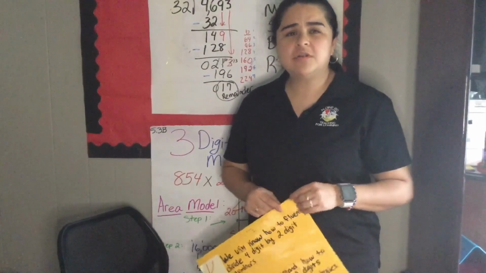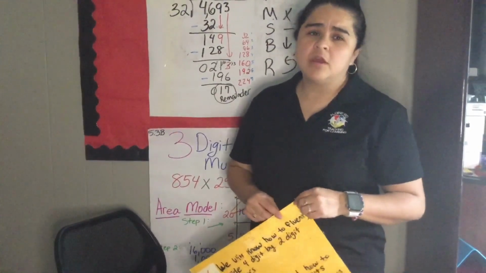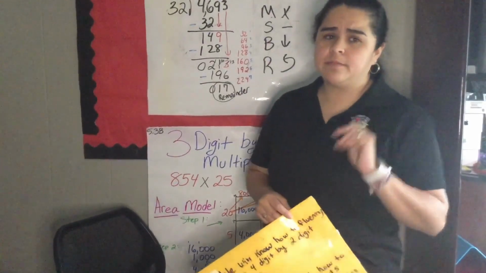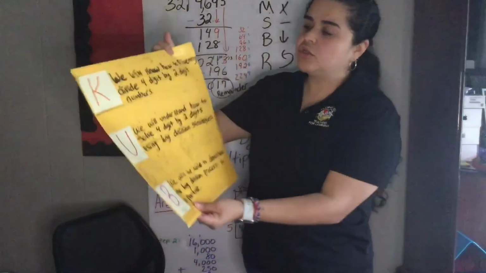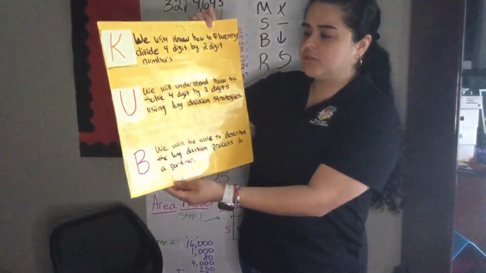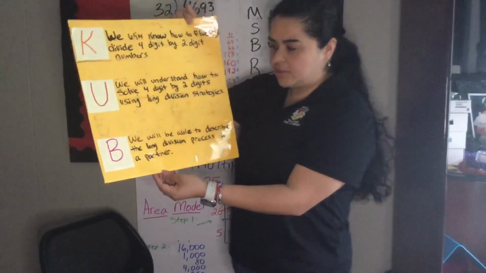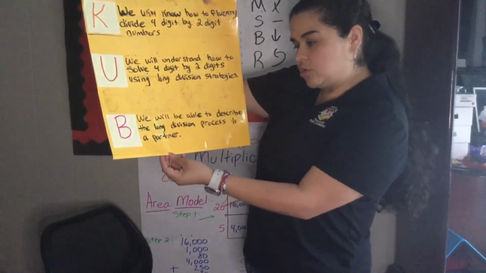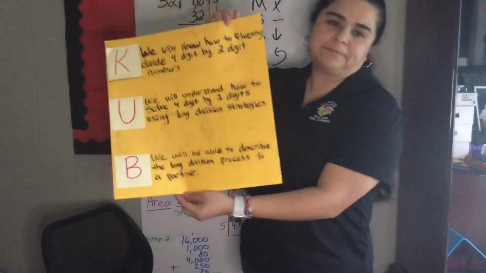Hello guys, today we'll continue practicing our division problems. So our TEK is 5.3C because we're still doing long division, 4-digit divided by 2-digit. Our objective is we will know how to fluently divide 4 digits by 2-digit numbers. We will understand how to solve 4-digit by 2 digits using long division strategies, and we will be able to describe the long division process to a partner.